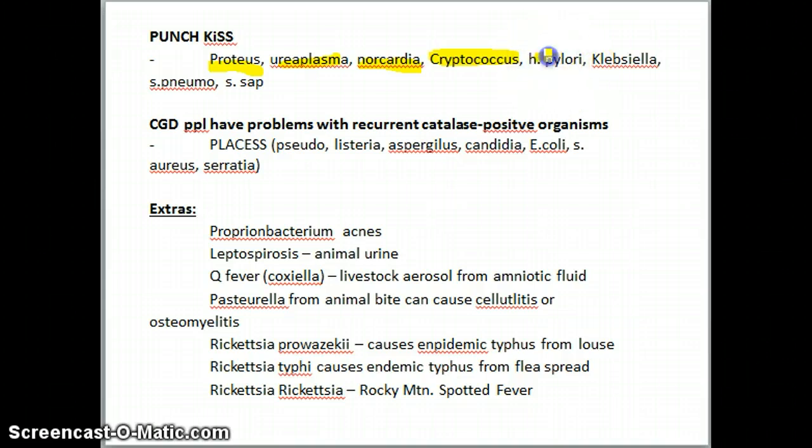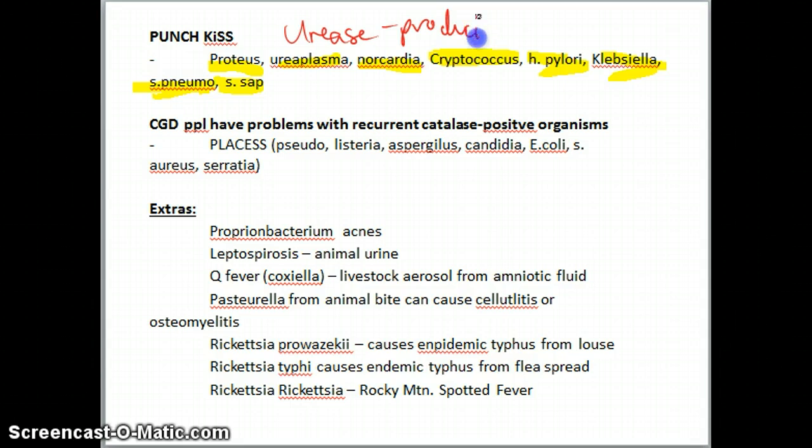You got H. pylori, and so that's going to be your PUNCH, P-U-N-C-H, and then you're going to have Klebsiella, the I is for ignore. You have Strep pneumo and Staph sapro. Okay, so those are going to be your PUNCH and KISS. Those are going to be the ones that are urease producing.